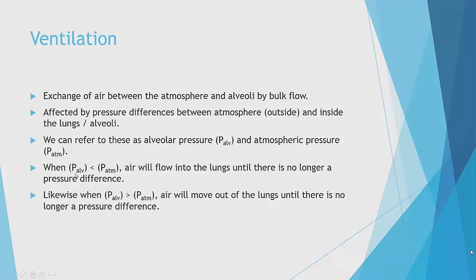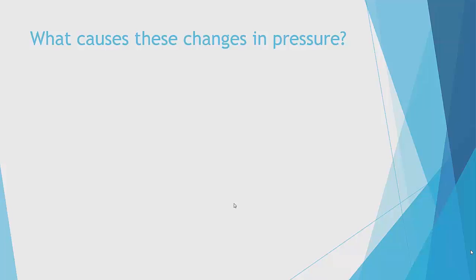When the pressure of your alveoli is less than the pressure of the atmosphere, air will flow into the lungs until there is no longer a pressure difference. Similarly, when your alveolar pressure is greater than your atmospheric pressure, air will move out of the lungs until there is no longer a difference between the pressure. So what causes these changes in pressure?